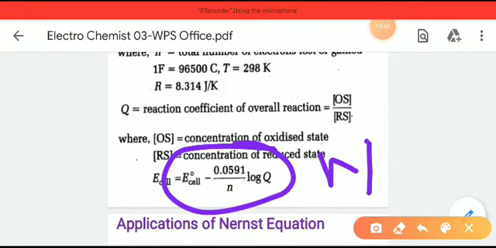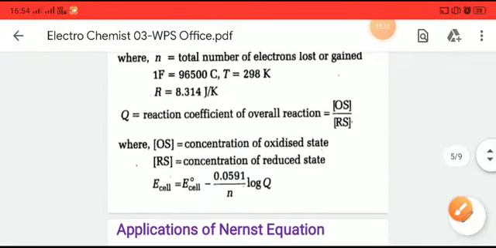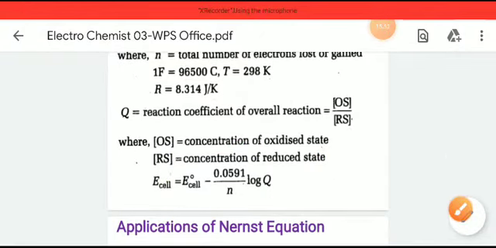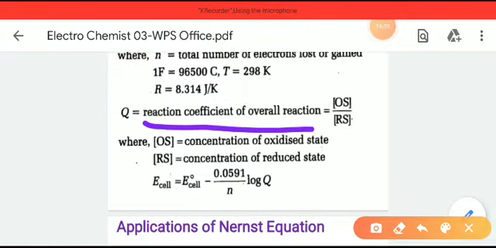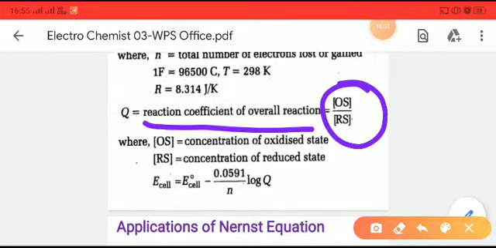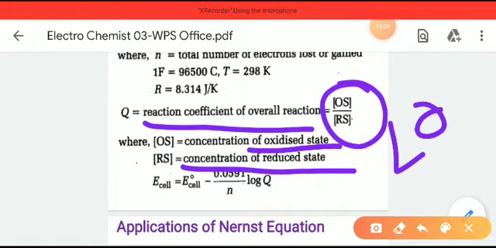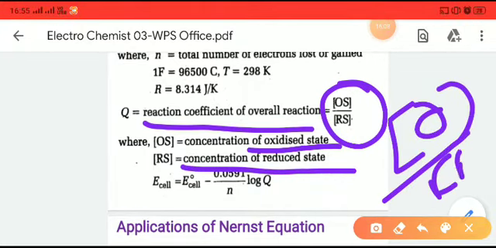Here n is the number of electrons accepted or donated, and Q is the reaction quotient of the overall reaction, that is, the concentration of the oxidized state divided by the concentration of the reduced state.